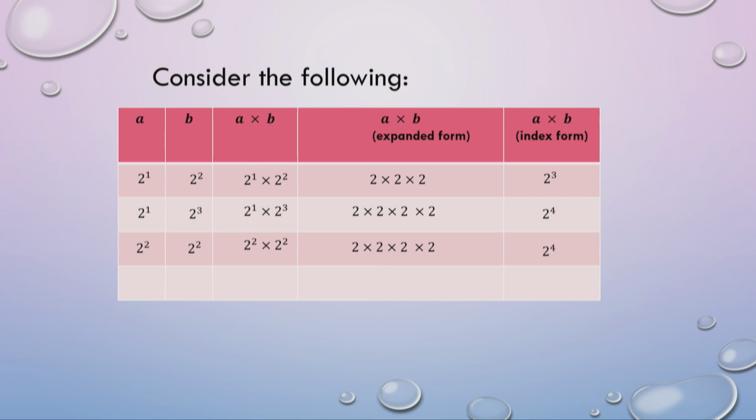The last one now. A is 2 to the power of 2, B is 2 to the power of 3, A times B will be 2 to the power of 2 times 2 to the power of 3. In expanded form now, I will have to multiply 2 by itself 5 times. So in index form, it will be 2 raised to the power of 5.